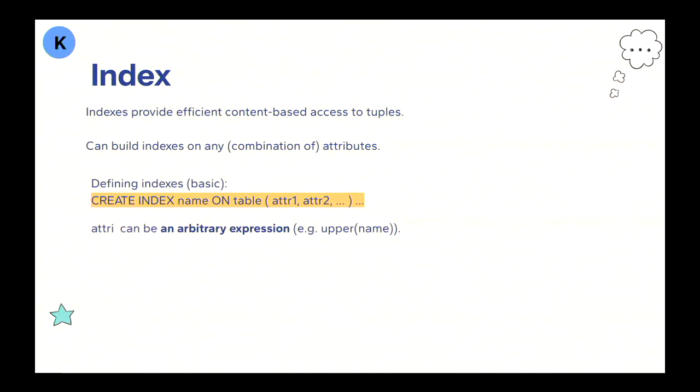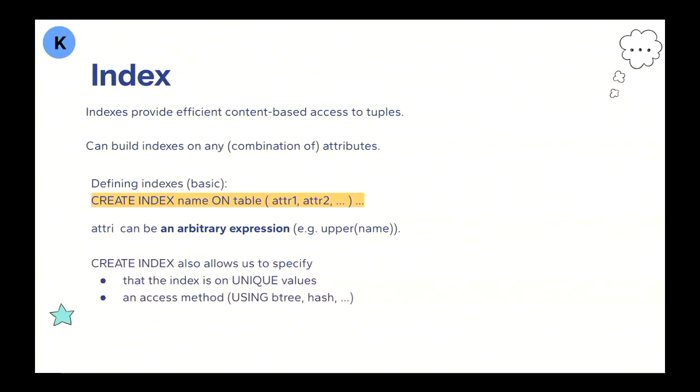The first thing to take note of here is that the attribute could be the name of an attribute, or it could be any arbitrary expression. And create index also allows us to specify whether this index is created for unique values. We can also specify the access method for retrieving the data for the index. For example, we can choose to use binary tree. We can also use hash tables. And you can refer to the official documentation of Postgres for all the possible options here.